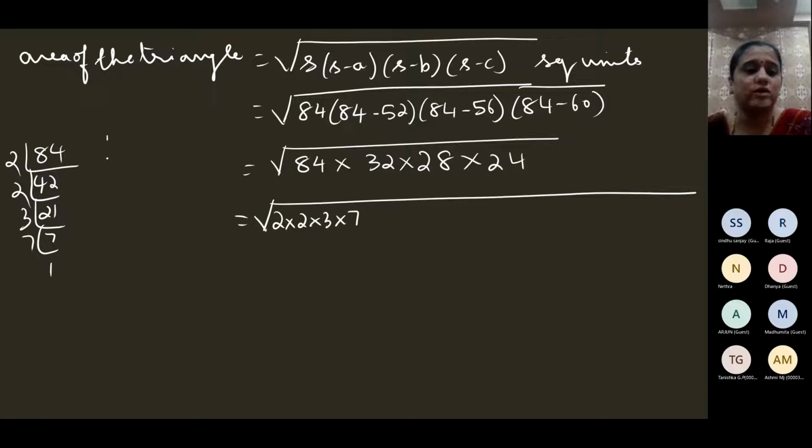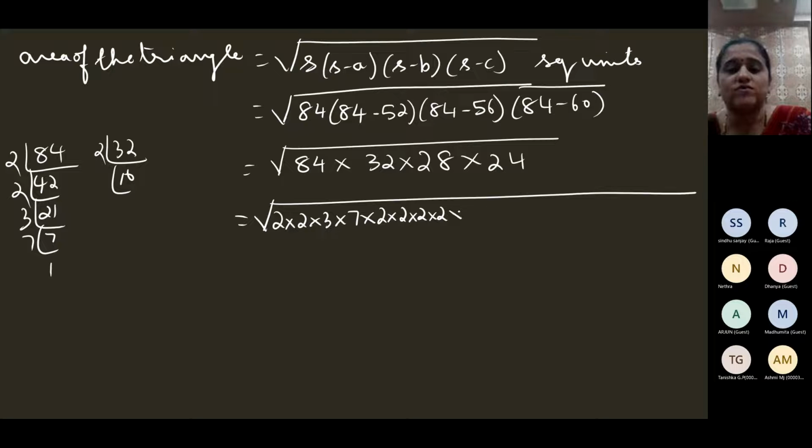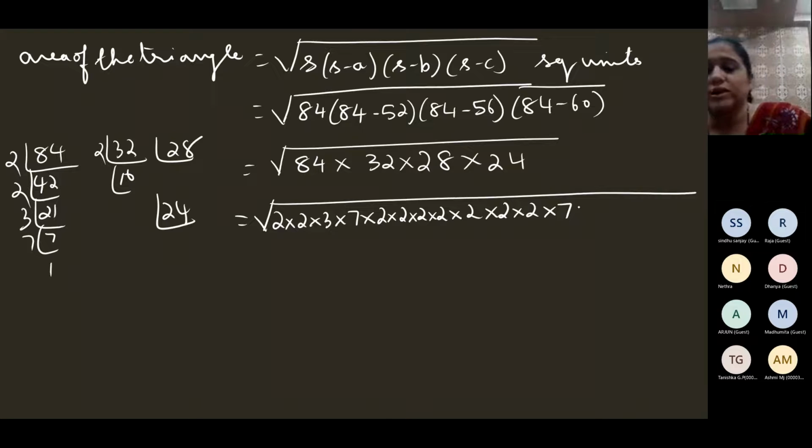Then 32. When you work 32 like this, 2 sixteen times. So when you do that, you will get 5 twos. 1, 2, 3, 4, 5 twos you will get. Similarly, when you find for 28, you will get 2 into 2 into 7. And like that, when you find for 24, you will get 2 into 2 into 2 into 3. So you can always do this method. You can find the prime factors of the numbers here and write them under the square root.